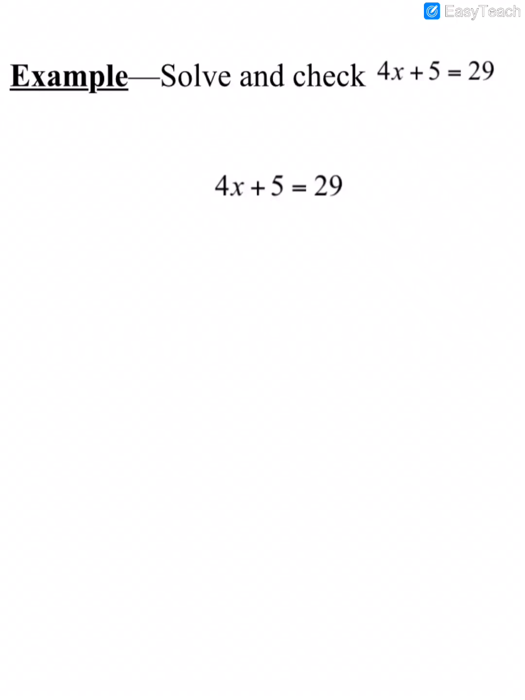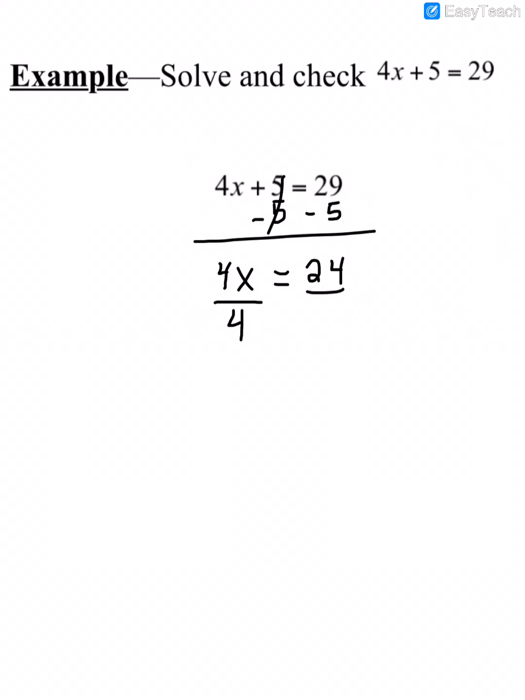So I see that there is a constant on each side of the equation, so I want to get my constants together, and I'm going to do that by subtracting 5 from both sides of the equation. And when I do that, I get 4x equals 24. Then I want to isolate the variable, and I can do that by dividing both sides by 4. And that gives me x equals 6.